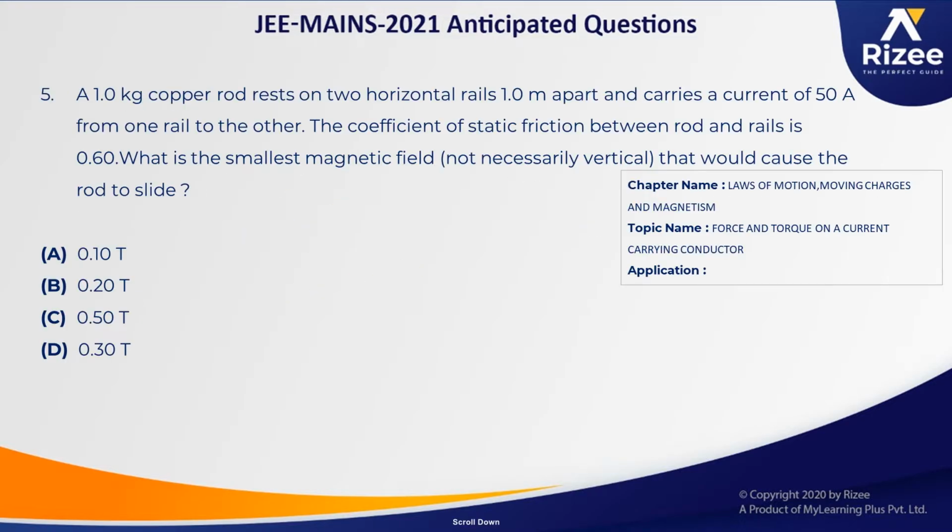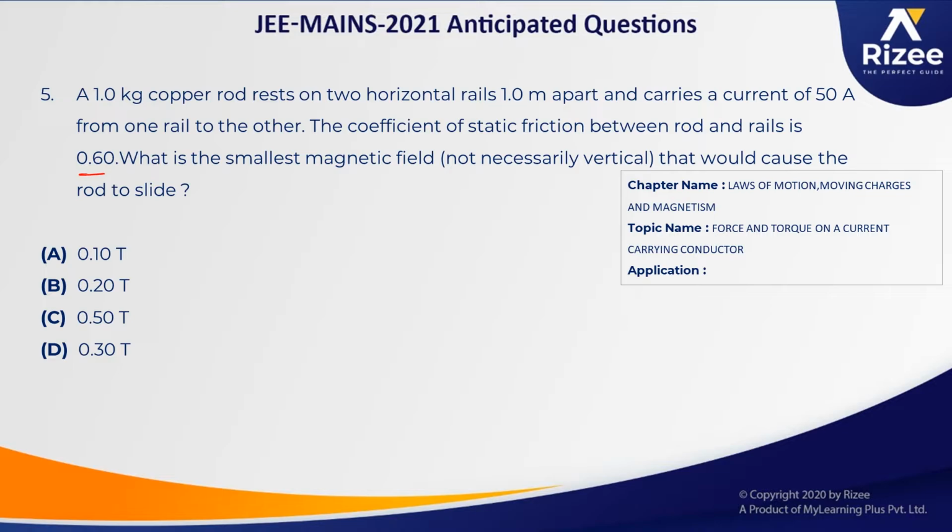Next, coming to another question, question number 5. A 1 kg copper rod rests on two horizontal rails 1 meter apart and carries a current of 50 amperes from one rail to the other. The coefficient of static friction between the rod and the rails is 0.6. He is asking for the smallest magnetic field.